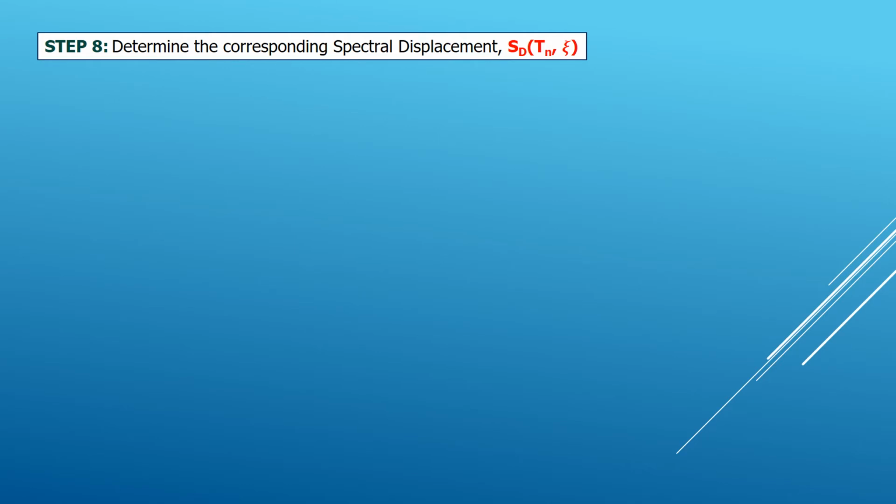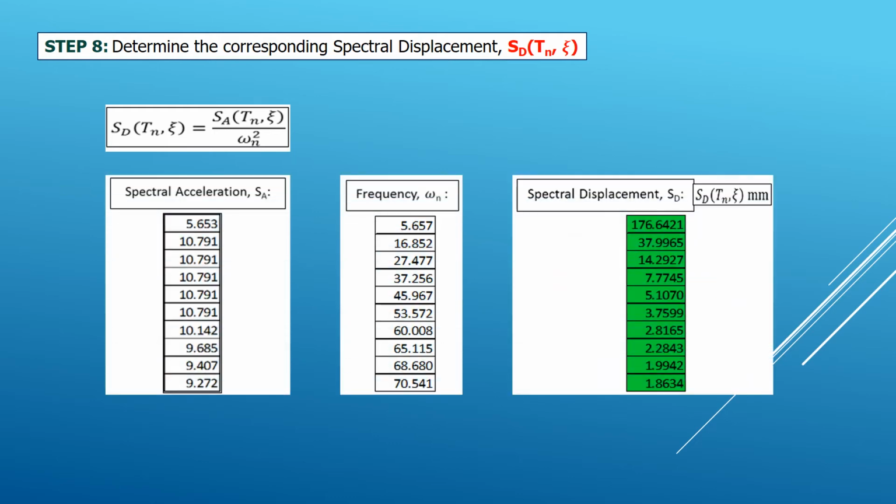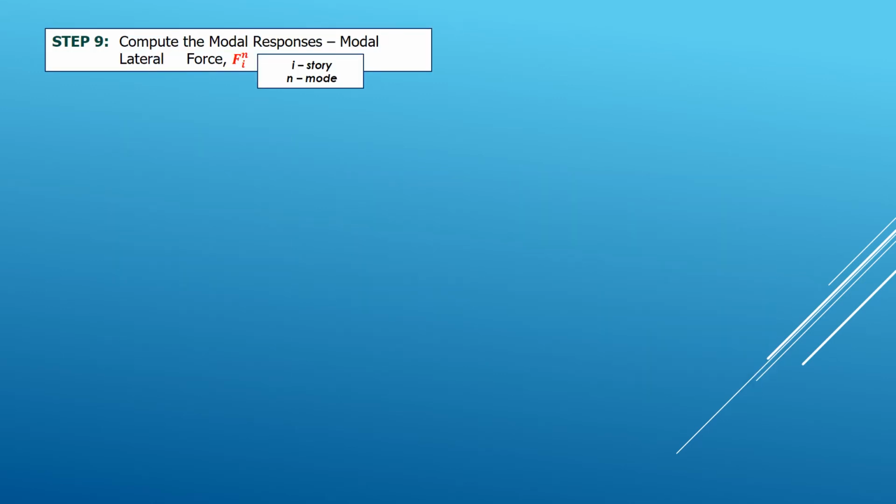Step 8. Determine the corresponding spectral displacement. So this is the formula. Since SA at frequency is given, madali na lang natin yung pag-determine ng spectral displacement in unit using Excel. Step 9. Compute the modal responses. So, for modal lateral force, ito yung formula niya.